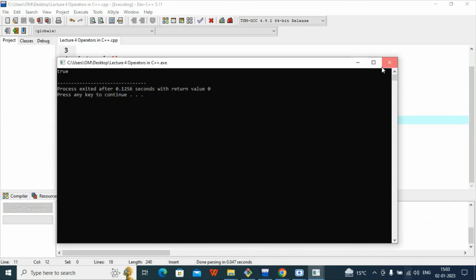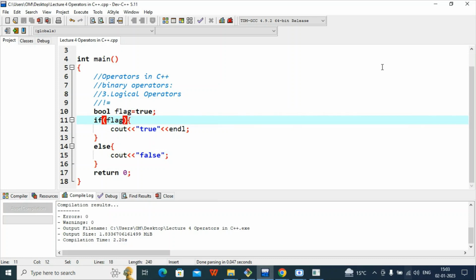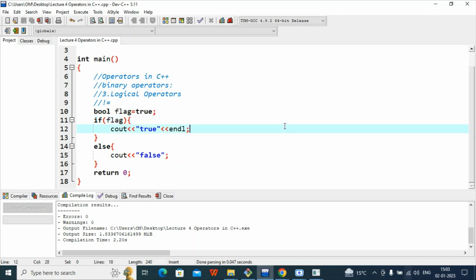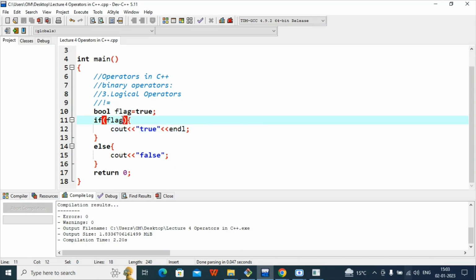Yeah, it is giving a true. Don't use this equal to true. Avoid using things like that. Try to make your coding very optimized, very stylish, as you learn things. Don't use this equal to true. Simply ask if flag. What will it check?